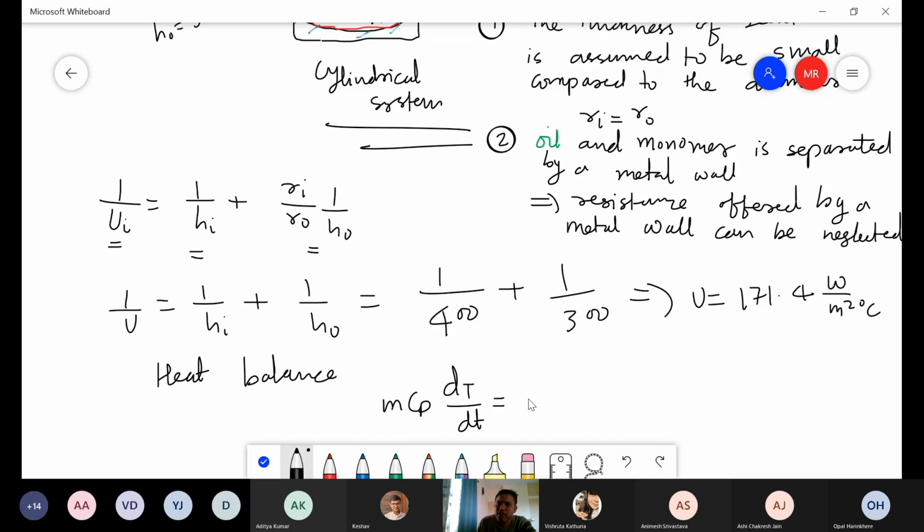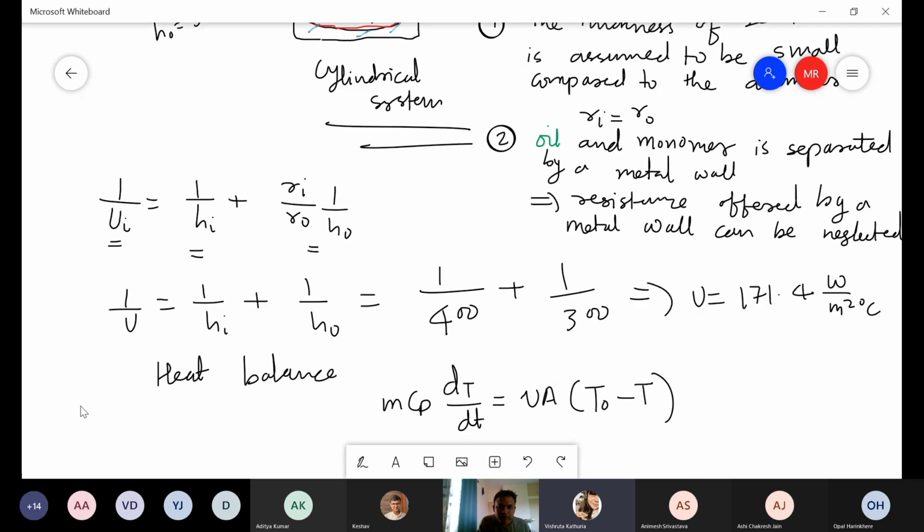That can be given by Newton's law of cooling. So I can write it down as UA (T naught minus T). T naught is nothing but the temperature of the oil, and T is the temperature of the monomer mass inside the reactor. Correct? Is it correct? Yes, sir.